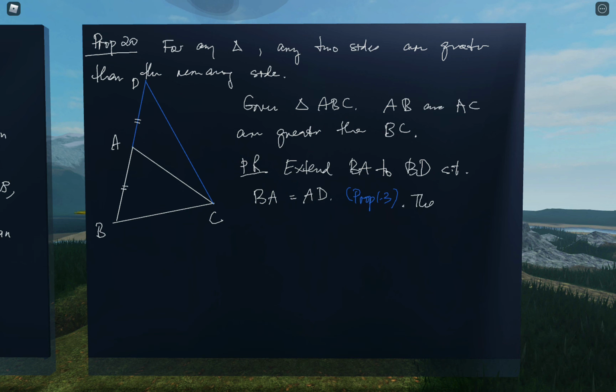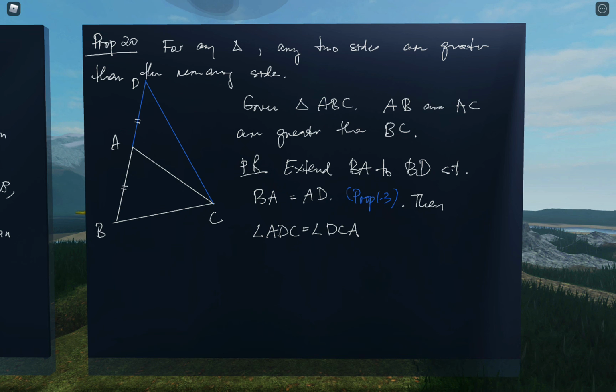Then the angle ADC is equal to angle DCA. So mark these. ADC is here.